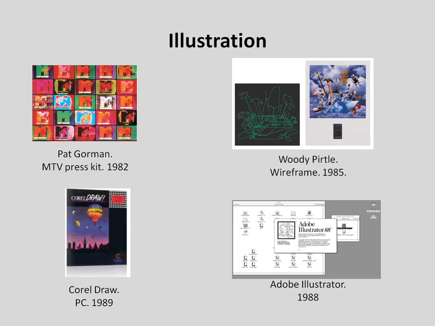Illustration. An MTV press kit cover designed by Pat Gorman is the forerunner of image invention made possible by digital computers. Her designs illustrated the creative potential of electronic image handling by creating color variations of the MTV logo. Woody Purcell's wireframe construction highlights early high-end digital editing and how images can be manipulated.